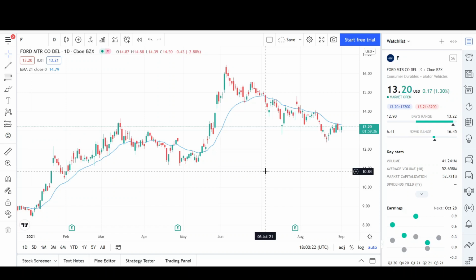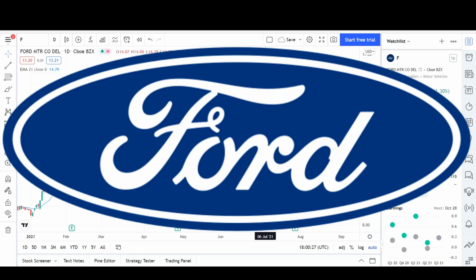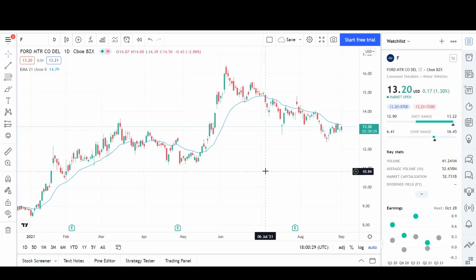What's up, traders? This is Vee Trades, and today I'll be doing a technical analysis breakdown for Ford with the ticker symbol F. The last time I looked at this company was back on August 5th, so I have about a month's worth of price action to discuss.